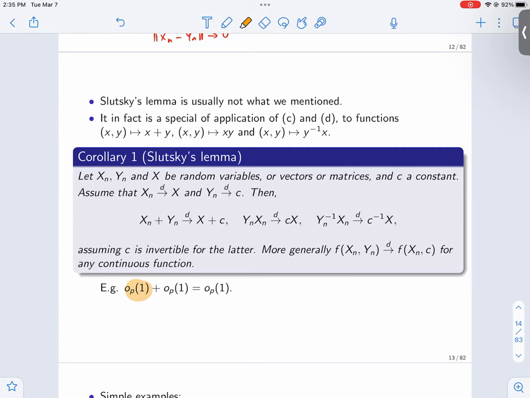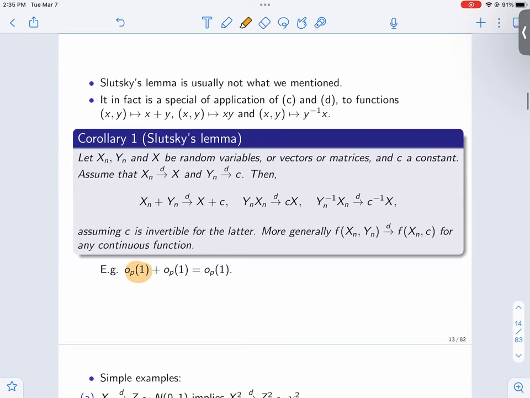Followed by corollary one. So if I have something which is OP of one, and another thing which is OP of one, if I add them, the result is OP of one. So are you talking about the convergence ring? Not the convergence. What is this notation? P goes to zero.